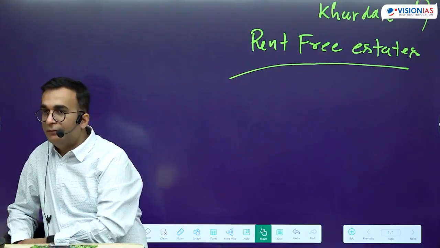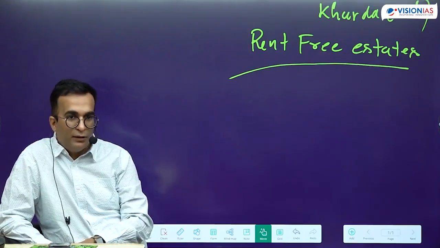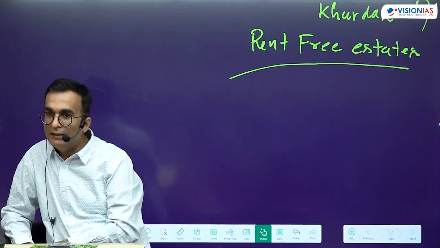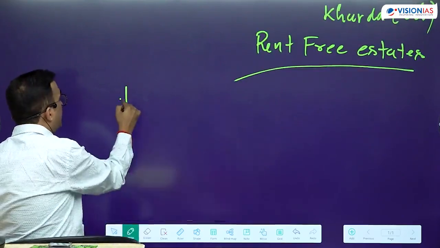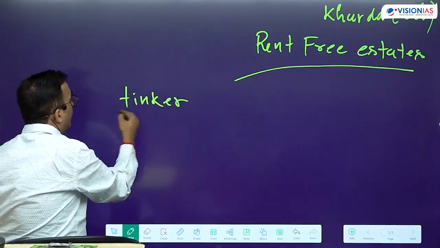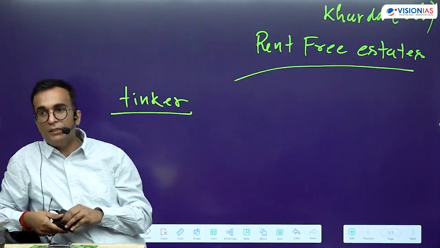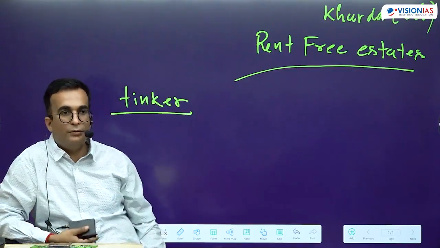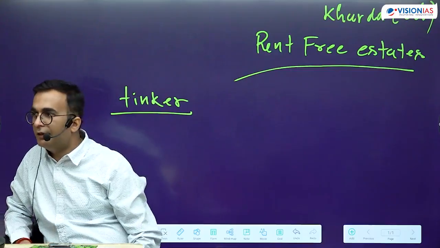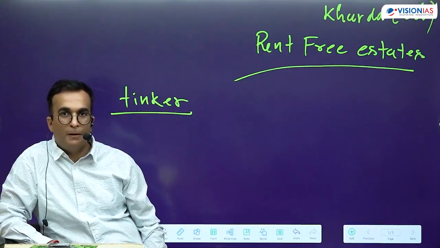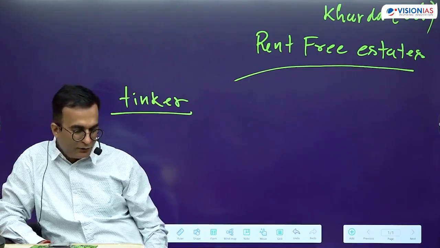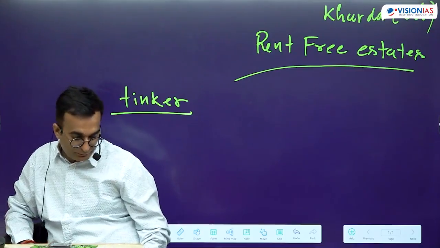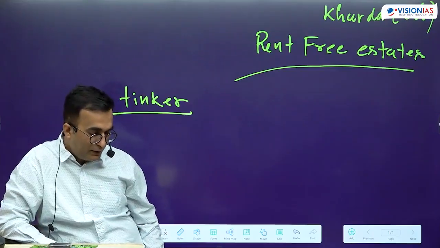In 1803, the British started to tinker with the land revenue system of Odisha, which often led to peasant uprisings.